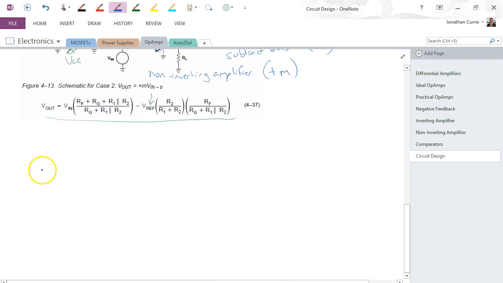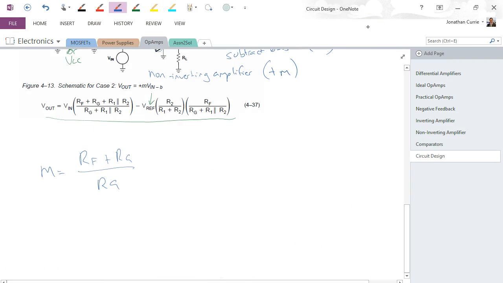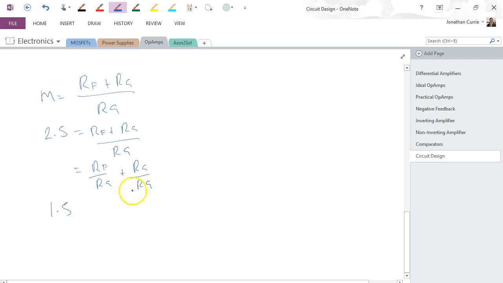So using these assumptions, we can say that M is equal to RF plus RG over RG. Right, so let's write this one down. M is equal to RF plus RG over RG, just as we have here in the original reference. So let's substitute in the values that we know, which in this case is only 2.5 is equal to RF plus RG over RG. And what we can do is say that's effectively equal to RF over RG plus RG over RG. And therefore, if we subtract 1 over to the other side, 1.5 RG is equal to RF.